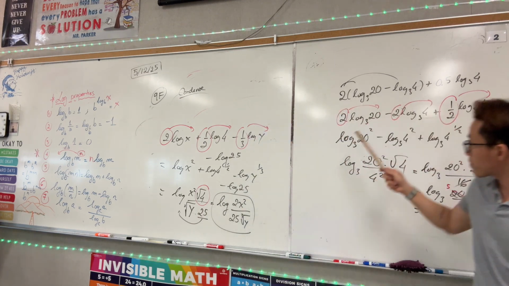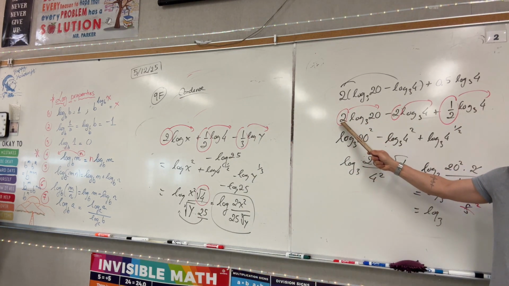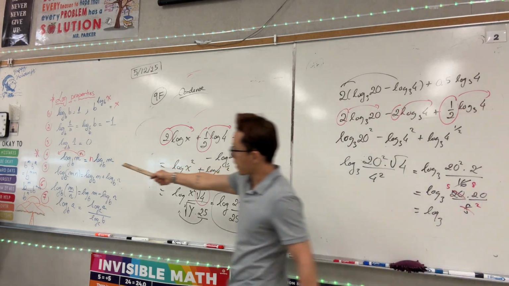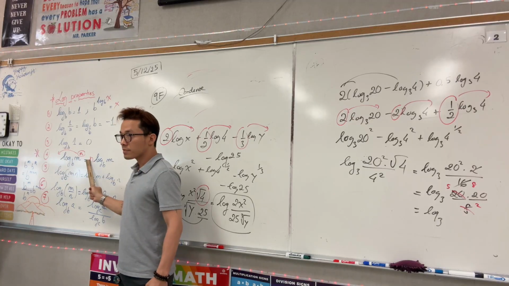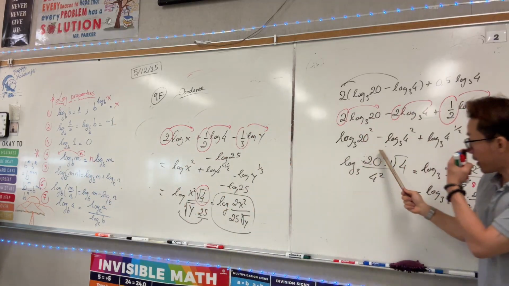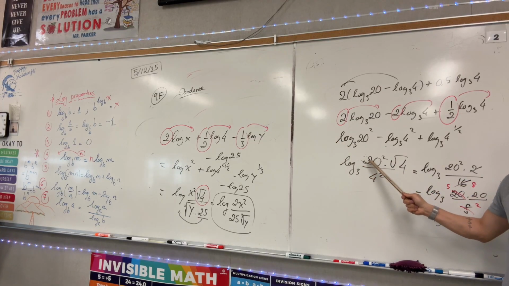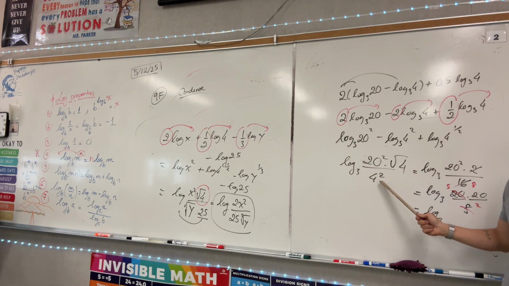Oh, from here to here, I just bring back the power. The power 2 into the front. I put it back as a power, because that's the log property, right? Okay? Now from here to here, right? Every time it's a positive, you put it on the top. Every time it's a negative, you put it on the bottom.